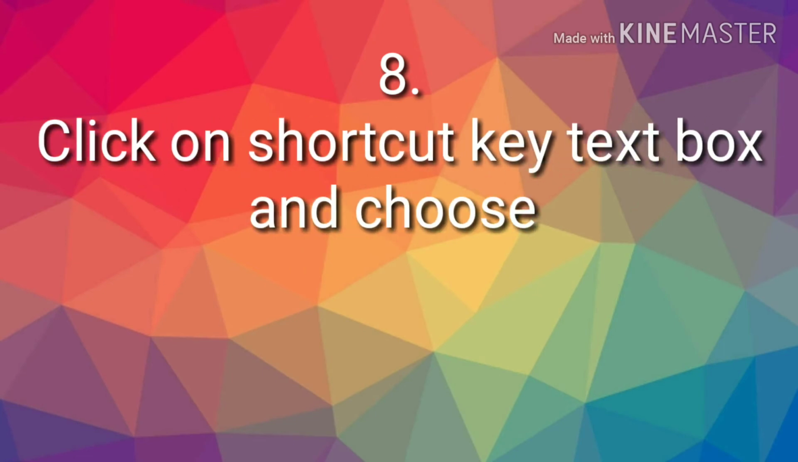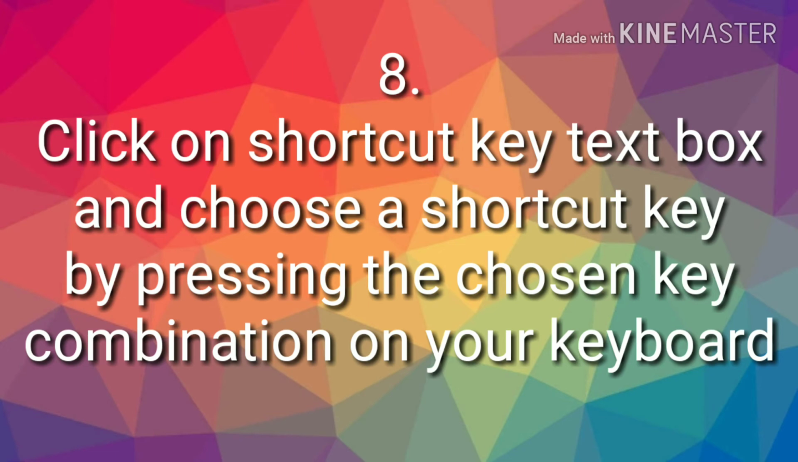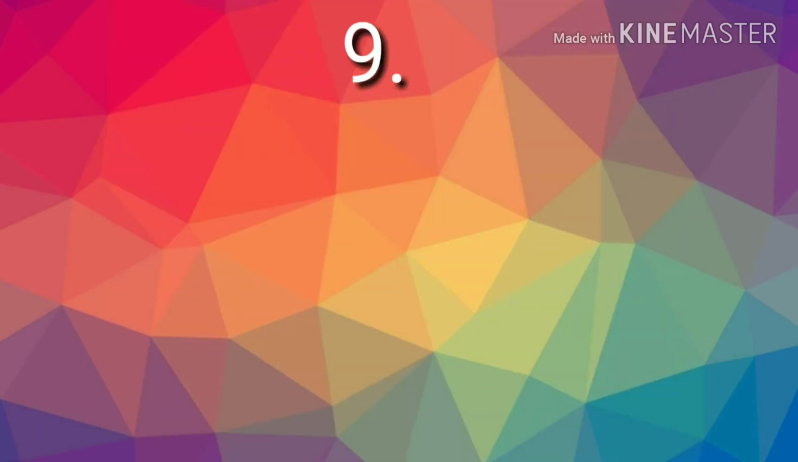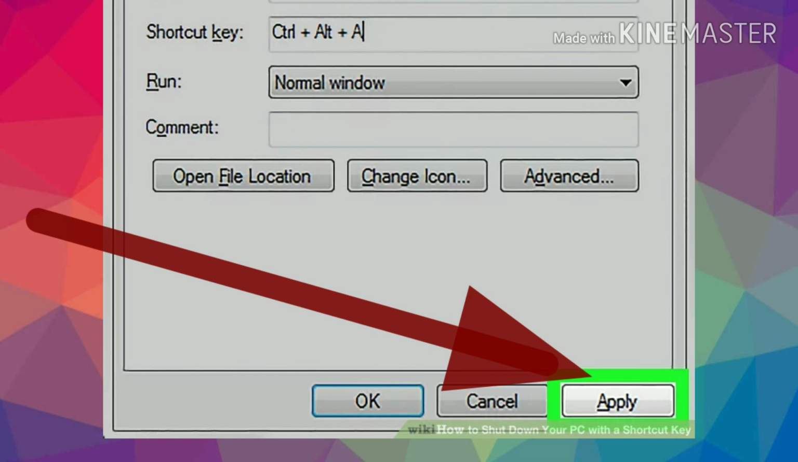8. Click on the Shortcut key box and choose a shortcut key by pressing your chosen key combination on your keyboard. 9. Click Apply. Your shutdown is ready. By pressing your chosen key, the PC will shut down.